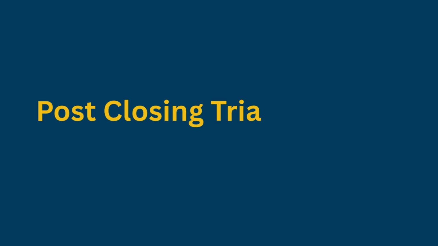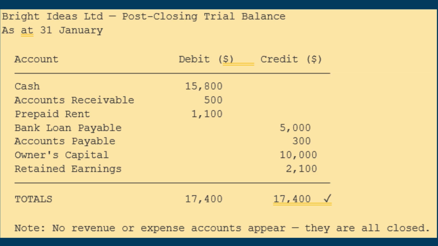Post-closing trial balance. After the closing entries are posted, we run one final trial balance, the post-closing trial balance. This confirms that all temporary accounts have been zeroed out, and only permanent accounts remain with balances. Only permanent accounts remain. Debits equal credits. The books are closed for January. Clean slate for February. The cycle starts again.